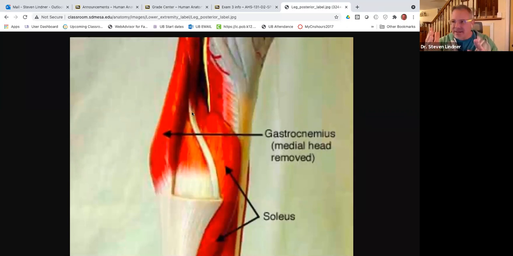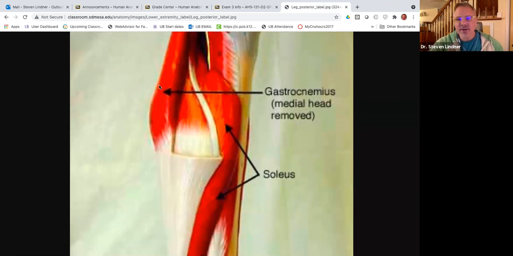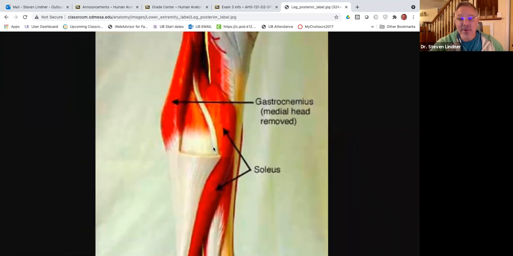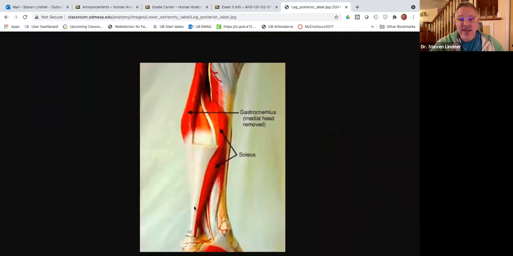It would be analogous to the palmaris longus of the forearm. It's got a very, very long tendon, the plantaris. So the gastrocnemius, the soleus, and the plantaris, they're posterior leg muscles. They all attach to the calcaneus. They all make up the Achilles tendon. They all are involved with ankle plantar flexion.